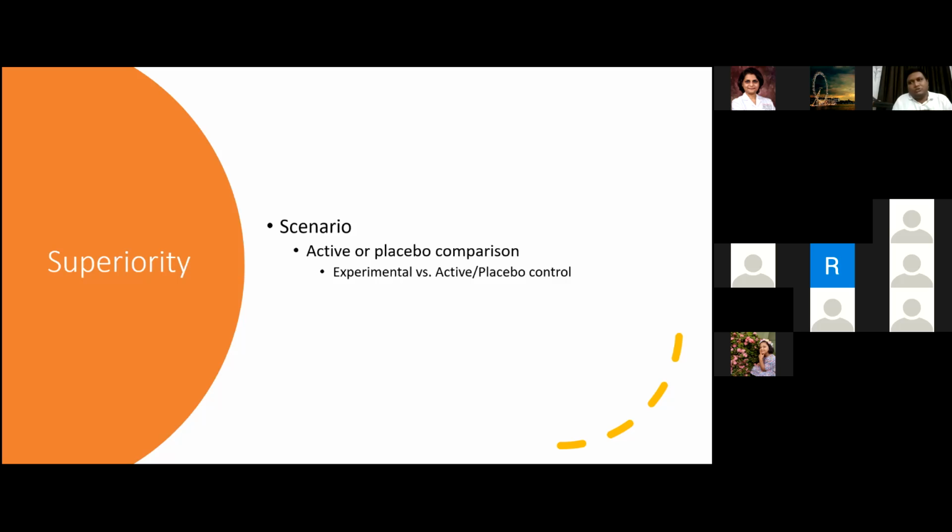And sometimes superiority trials are designed against an active comparator also. The classical example is sofosbuvir in hepatitis C. It was much more effective than drugs like interferon and ribavirin. So that is one situation where a superiority design will be suitable for an active comparison, but usually it is always placebo comparison studies.